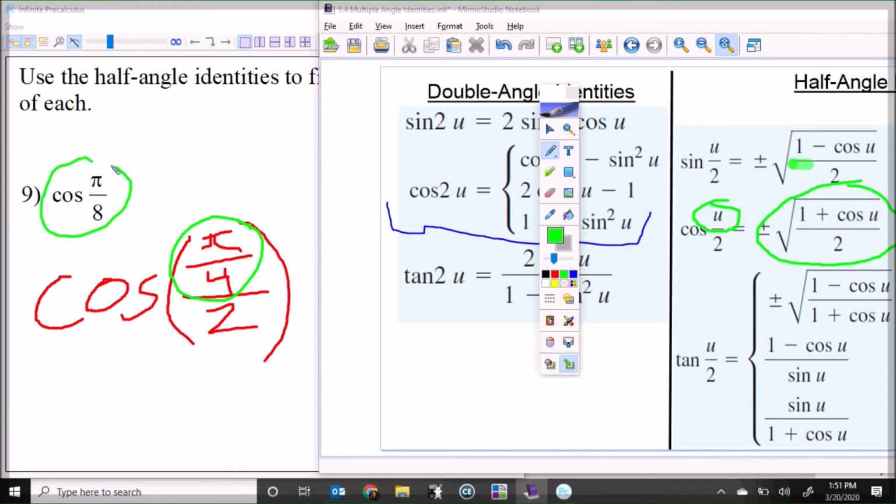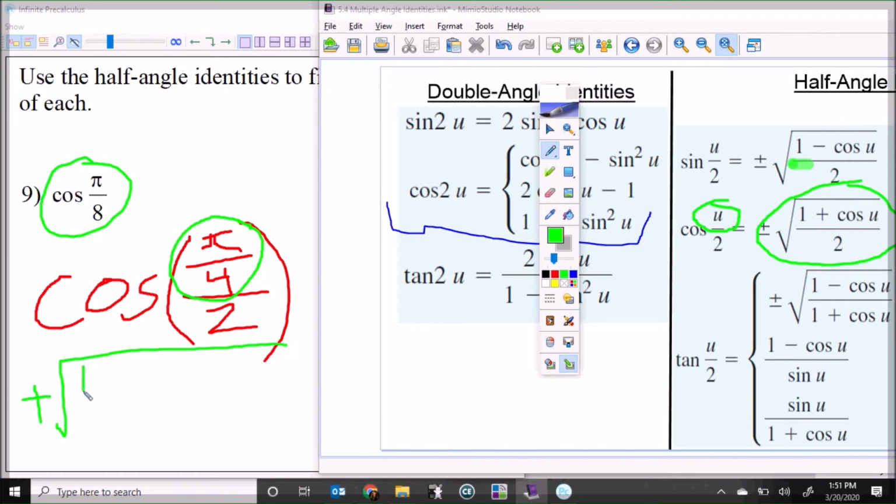Well, we have cosine of pi over 8. Pi over 8 is in which quadrant? Well, pi over 8 is in the first quadrant because 1/8 is between 0 and 1/2. So pi over 8 is between 0 and pi over 2. Well, cosine in the first quadrant is positive. So our answer we know is going to be the positive square root. Okay? Well, let's plug in.